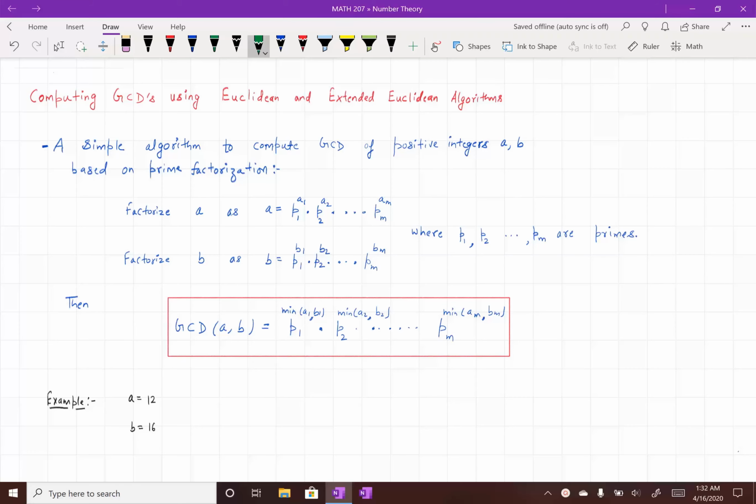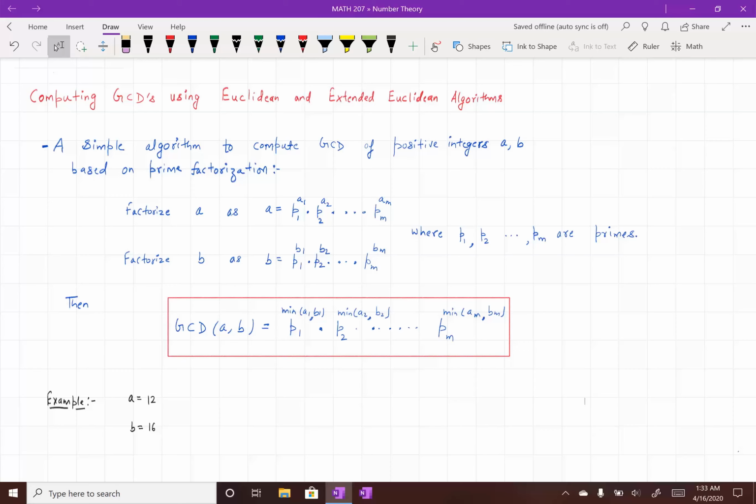Today we're going to learn about Euclidean and extended Euclidean algorithms, which are useful tools in finding the greatest common divisor of two positive integers and writing the GCD of two positive integers in terms of the linear combination of those integers. In our previous lecture, we learned about prime factorization and how to use it in building a simple algorithm to compute the greatest common divisor of two positive integers a and b.